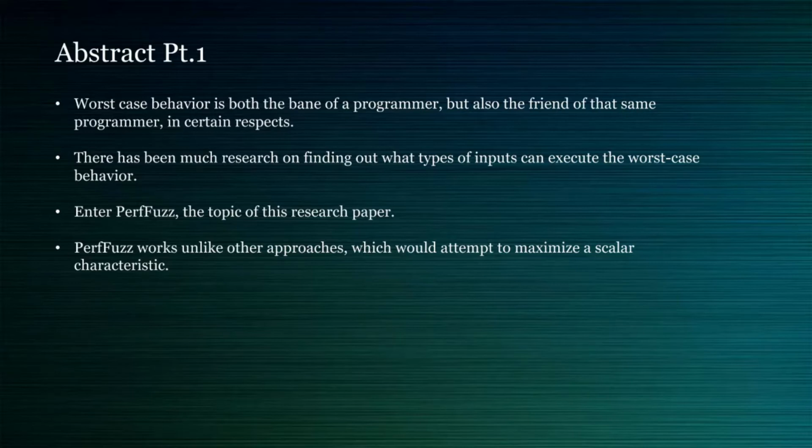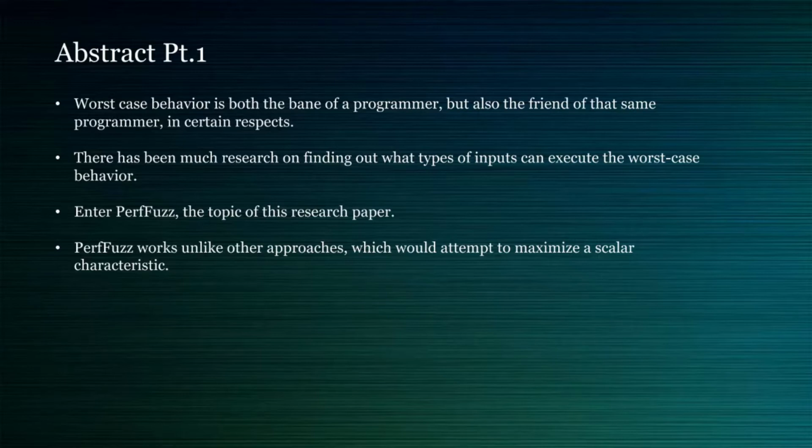There has been a lot of research on finding out what types of inputs can execute the worst case behavior. Most of the research has been done using statistical profiling or learning about the code in depth and trying to find inputs that would directly affect the program from their educated guesses, basically black box versus white box fuzz testing. Enter PerfFuzz, which is the topic of this research paper.